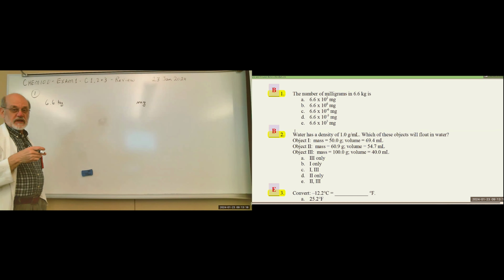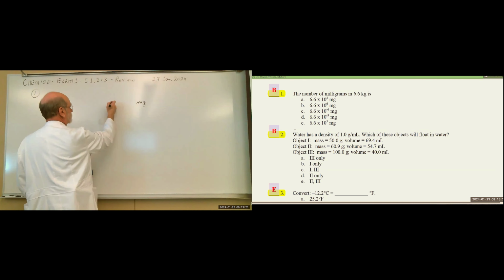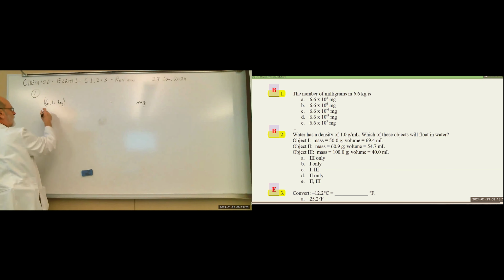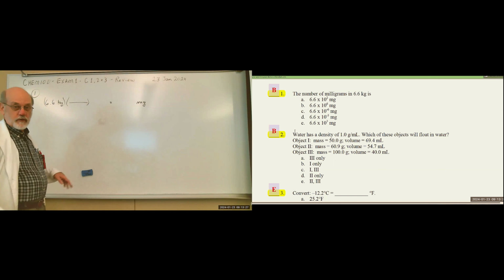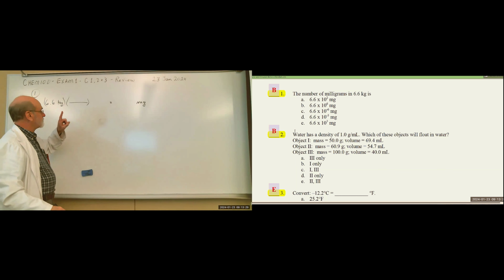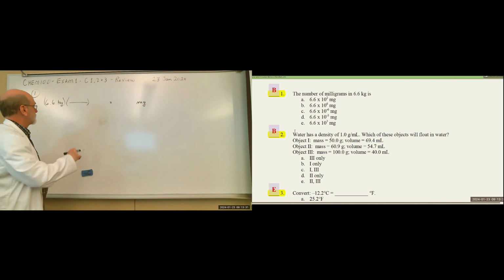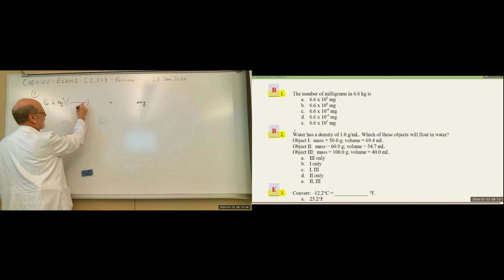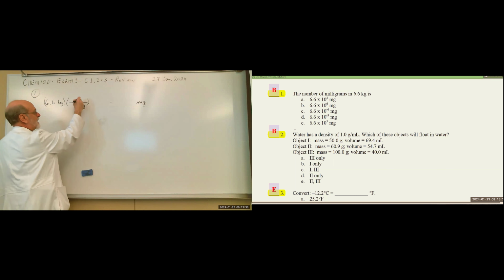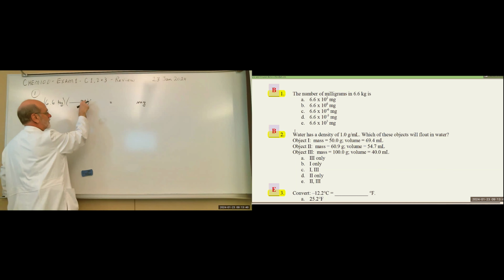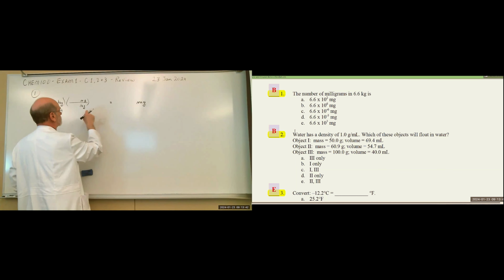This is a dimensional analysis problem. You need a conversion factor. Remember, all conversion factors are equal to 1. So it's going to be a ratio of kilograms on the bottom, because this is numerator, that's denominator, they'll cancel. And then milligrams on the top, because that's what we want to remain.